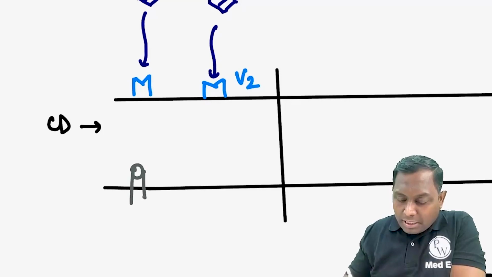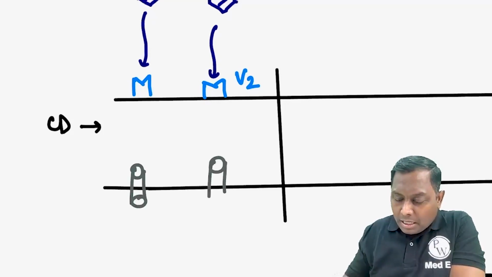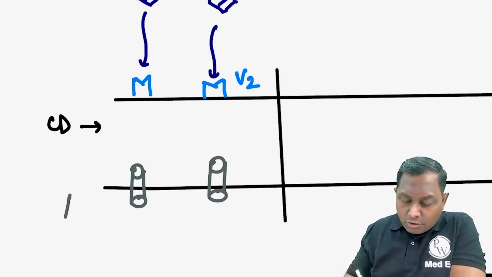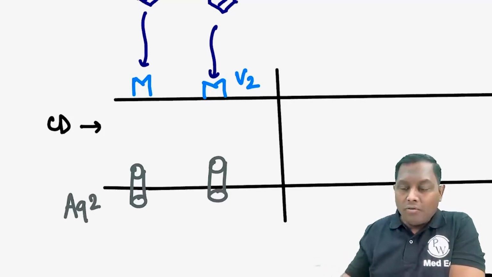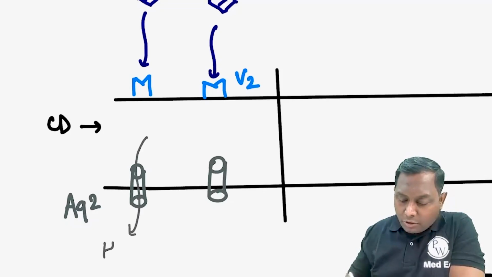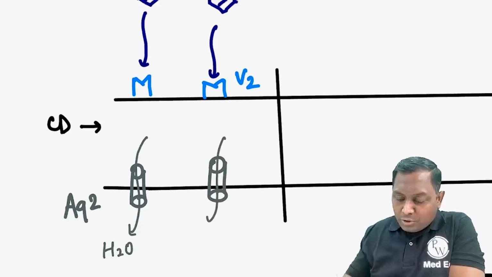So the aquaporins that are present in the cytoplasm are now going to be more available on the surface. So this is going to be your aquaporin 2. Now when the aquaporin level is high here, what will this aquaporin do? They are the pure water channel, so they are going to cause more and more reabsorption of water.